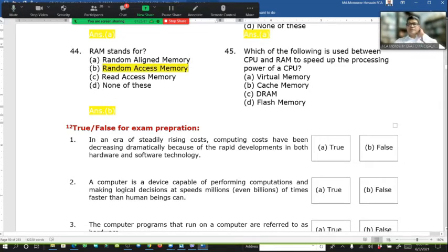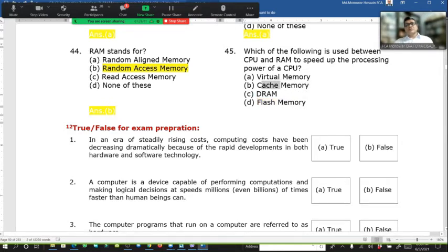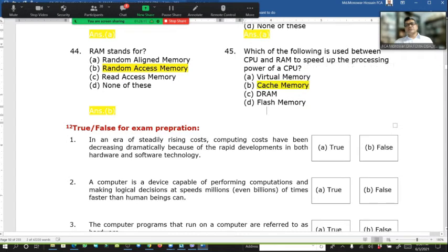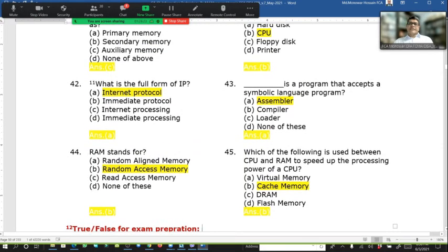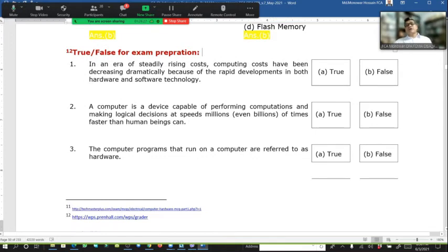In the 45, which of the following is used between CPU and RAM to speed up the processing power of the CPU? Cache memory, sir. Flash memory, yes. Number B. No sir, not flash. Cache memory, sir. Number B. Let's see what is the answer. B.